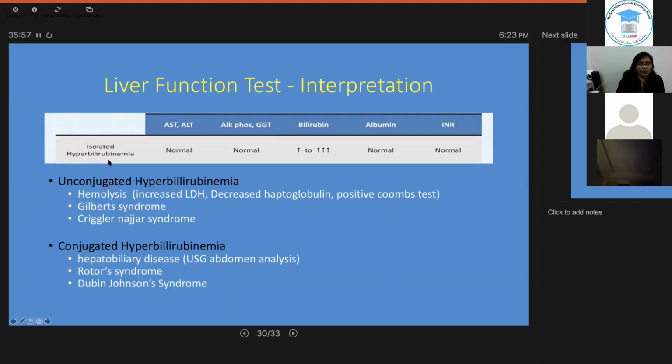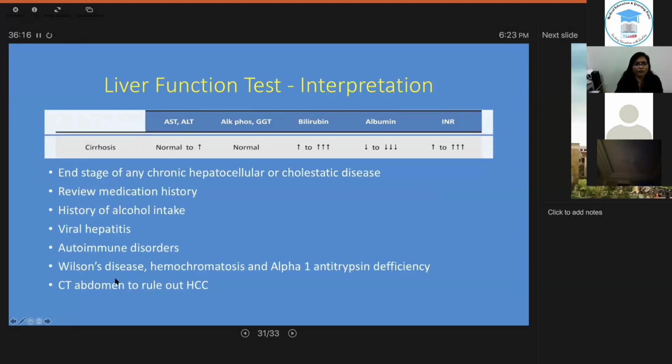Thirdly is isolated hyperbilirubinemia. I have already described either this is hemolysis, Gilbert syndrome, or Crigler-Najjar. If this is conjugated hyperbilirubinemia, this is either liver or biliary disease, which can be assessed by doing ultrasound, or Rotor or Dubin-Johnson, which are the genetic disorders.